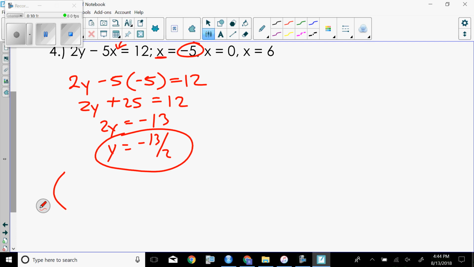Which we have written like this before, negative 5 comma negative 13 halves. That's known as an ordered pair. In ordered pairs, we always go alphabetically.